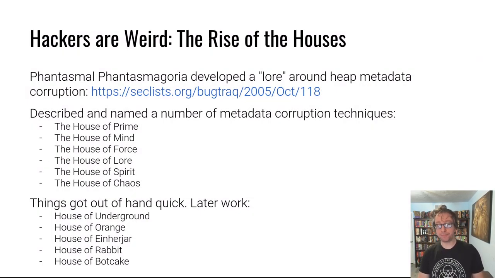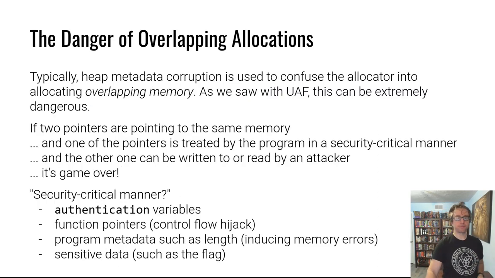Anyways, a lot of the various techniques here, many of them, not all, many of the different strategies toward abusing a heap bug in a program for security reasons have to do with trying to trick the allocator into returning overlapping allocations, or into returning overlapping memory, basically. If you have in your program two pointers that point to the same memory, but one of those pointers is treated as a security critical thing, like an authentication variable, as we saw in an example, or a function pointer, or some other program metadata, etc., and the other one is not treated as security critical, for example, allowing user input to be written directly to it by the normal operation of the program, then it's game over. Your program has been compromised.